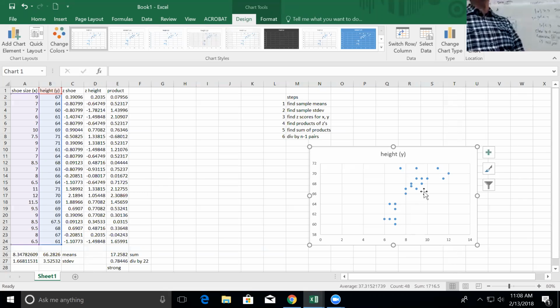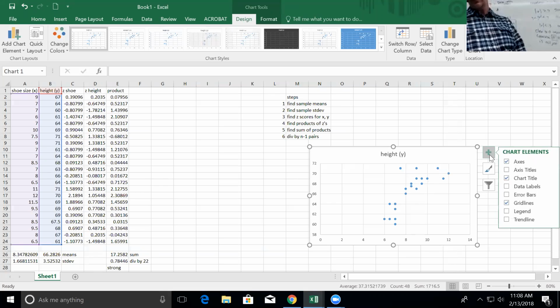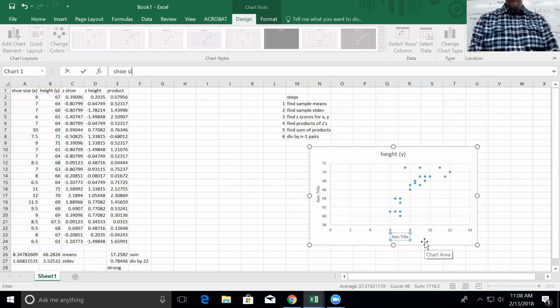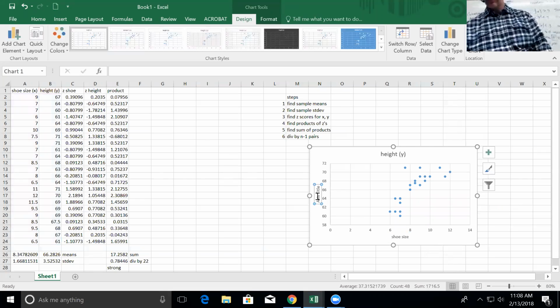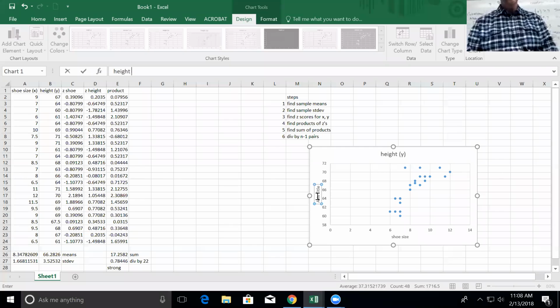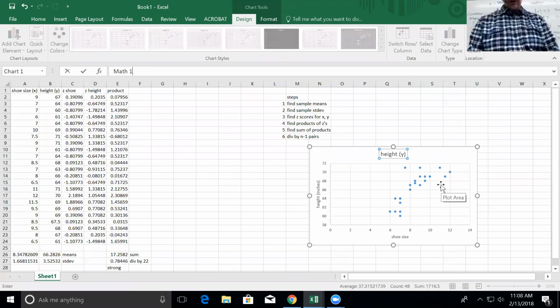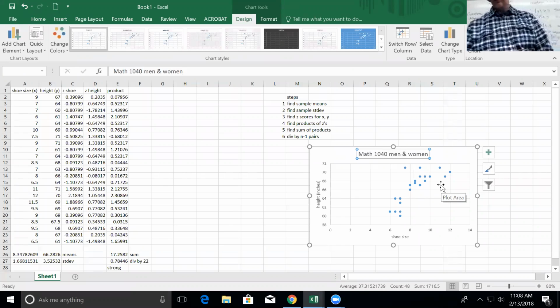Now, a good graph is properly labeled, right? How do I properly label this? Hit the green plus sign. Axis titles. What goes down here? Shoe size. What goes over here? Height measured in what? Inches. Make sure you put the units on there, okay? And then what could I change the title to? Math 1040 men and women. Okay.